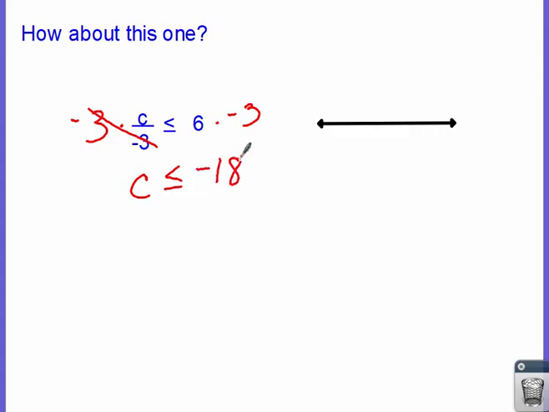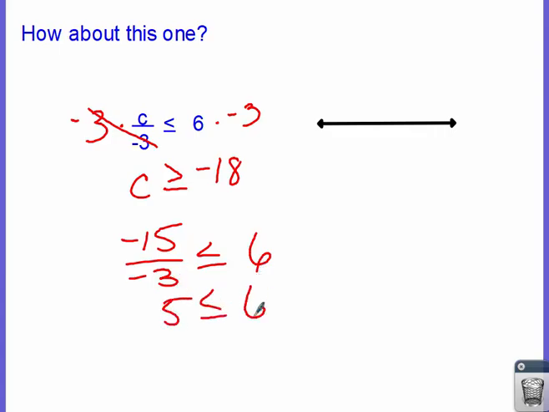Oh, but what did we forget to do? We have to remember that if I multiply through by a negative number, my inequality has to flip. So my answer should be c is greater than or equal to -18. So if I plug in a value that's greater than -18 but divisible by -3, maybe -15: -15 divided by -3, will that give me a true statement saying that it's less than or equal to 6? Well, -15 divided by -3 gives me 5, and sure enough, it works.